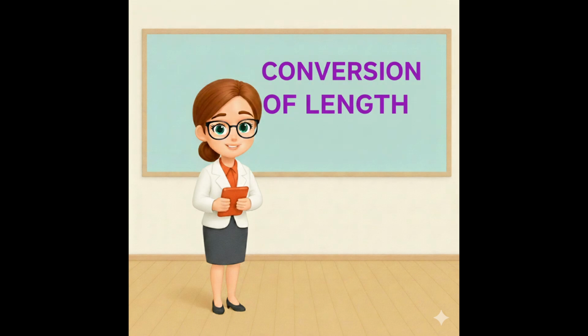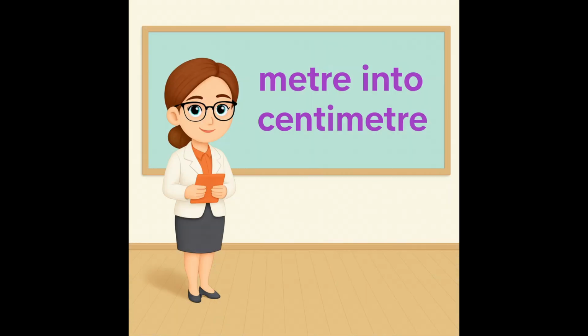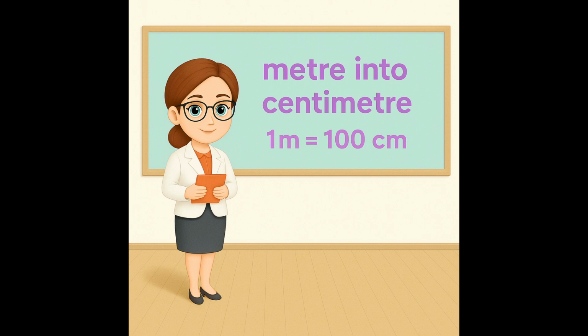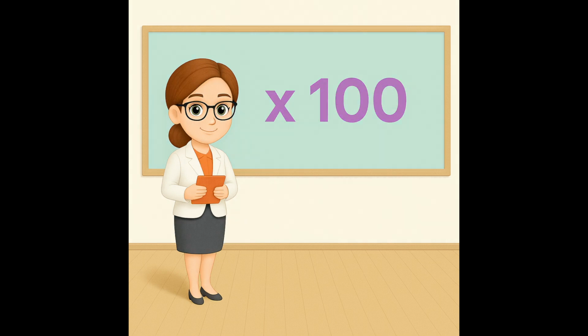Let us learn the conversion of length. The first unit, meter into centimeter. 1 meter is equal to 100 centimeter. So to convert meter into centimeter, we need to multiply by 100. Let us understand this better with the help of an example.